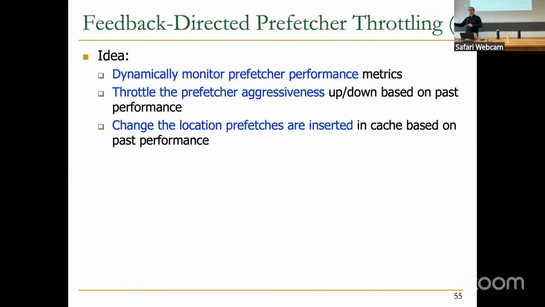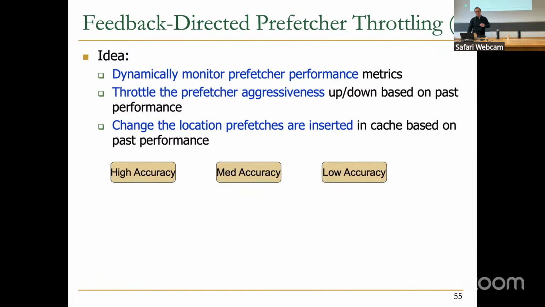If the prefetches are expected to be very accurate, maybe you insert them at a higher priority, like the MRU position, because they're expected to be used and accurate. The paper has more detail, but this is a threshold-based decision tree mechanism. No machine learning here. For example, if the prefetcher is highly accurate and it's not late, but it's polluting, you decrease the aggressiveness because it's polluting. And it's not late, so it'll be okay if you decrease the aggressiveness, right?